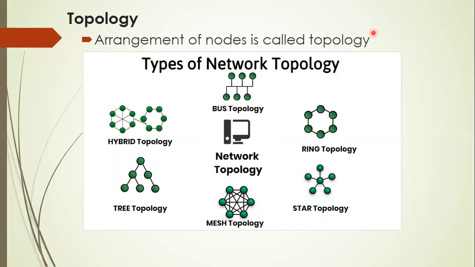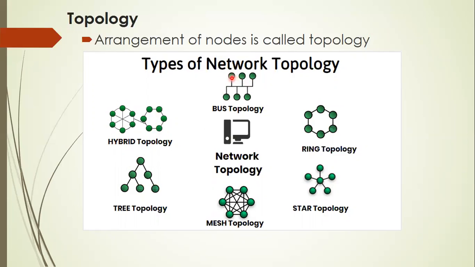The way the different processors in a distributed system are arranged, we call it a topology. It's applicable to network topology also. Some of the major topologies in a distributed system are, the first one is hybrid topology. It's a combination of 2 different topologies. This one is a bus topology.